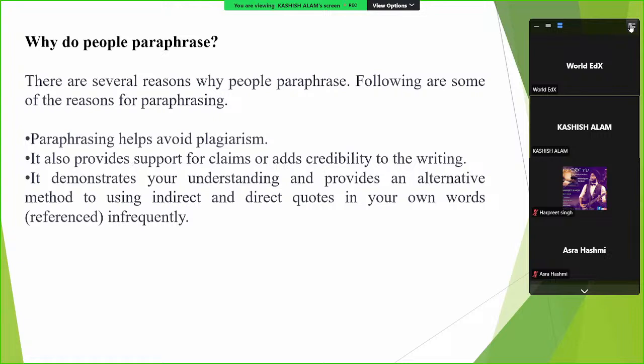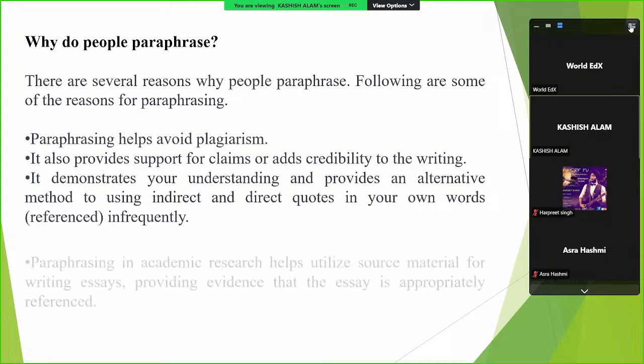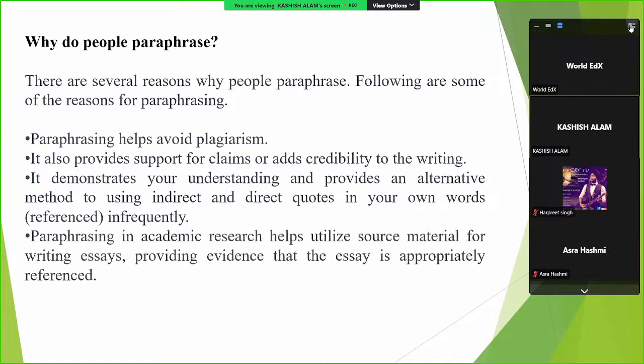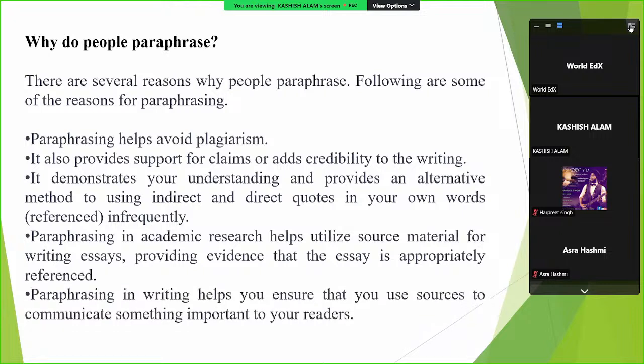So, as we have already mentioned, what's the role of paraphrasing? It's giving more clarity to the reader, whoever is reading. Plus, you have often seen that many authors write some sentences in very different ways for effective writing. It helps to ensure that you use sources to communicate something important to your readers.